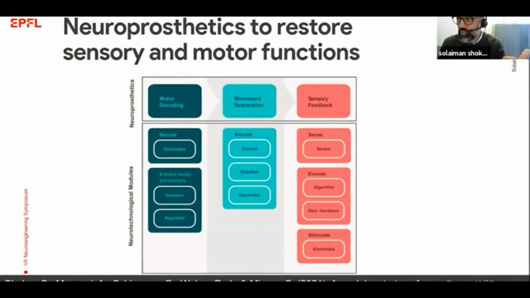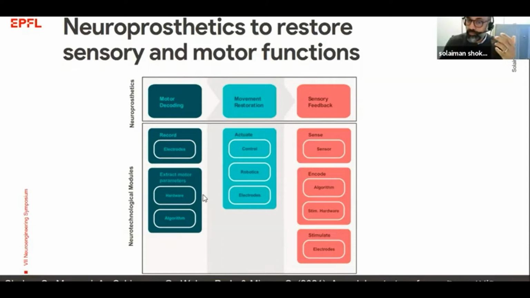For example, non-invasive EMGs for the peripheral nervous system, or EEG systems for the central nervous system, or ECoGs, or implants in the brain, let's say Utah arrays, name it, any sort of electrodes that interface with the nervous system to record signals.